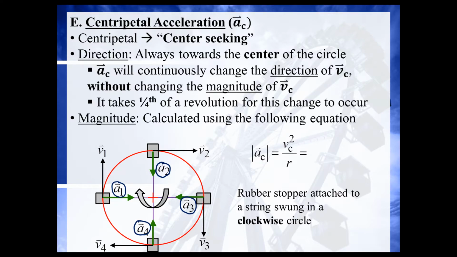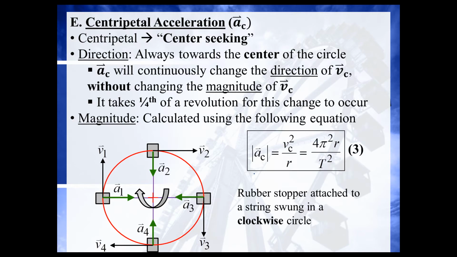Now, if you take the equation for your circular speed, v_c equals 2 pi r divided by T, and plug it in and do some simplifying, you get that your centripetal acceleration is also equal to 4 pi squared r divided by T squared. Both these equations together are the third equation for uniform circular motion.